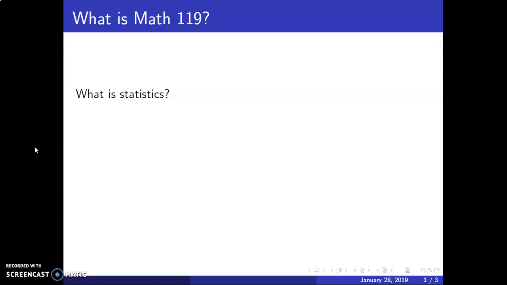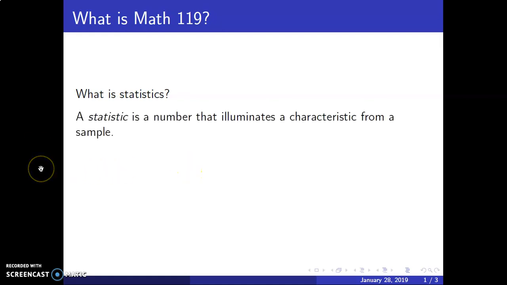Well, simply put, a statistic, if we define the word statistic, is a number that illuminates a characteristic from a sample. So we saw that definition, if you're thinking about statistic versus parameter: a number that illuminates a characteristic from a sample.